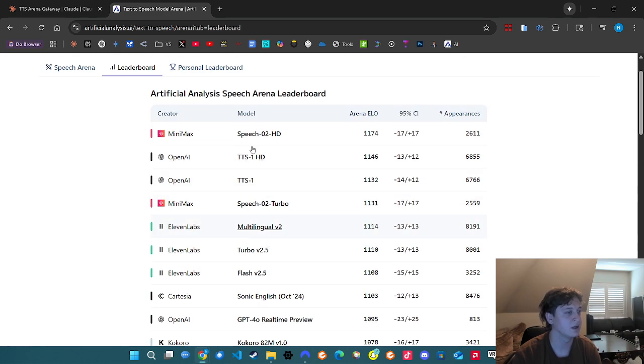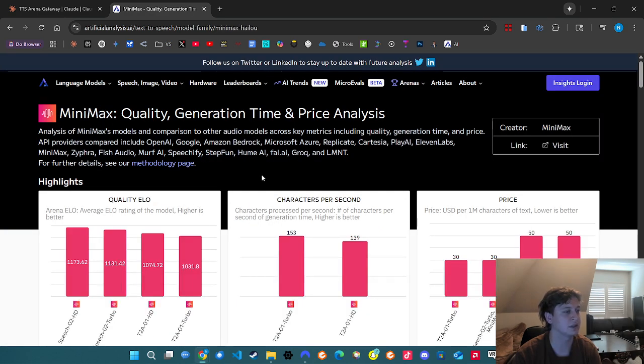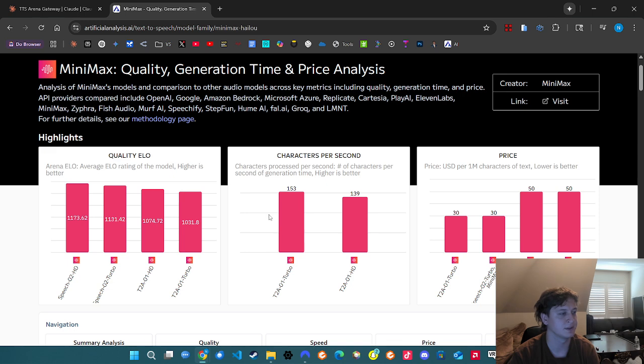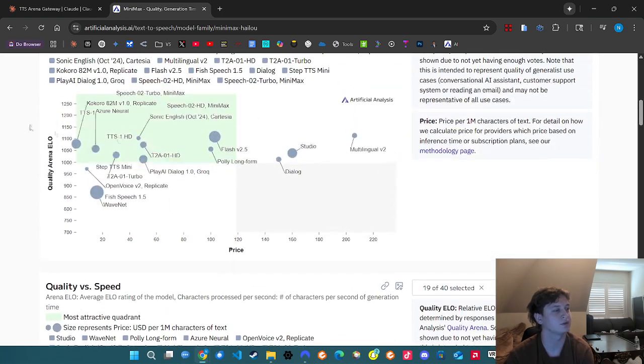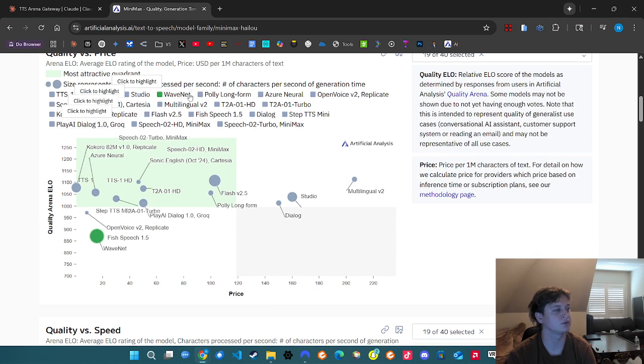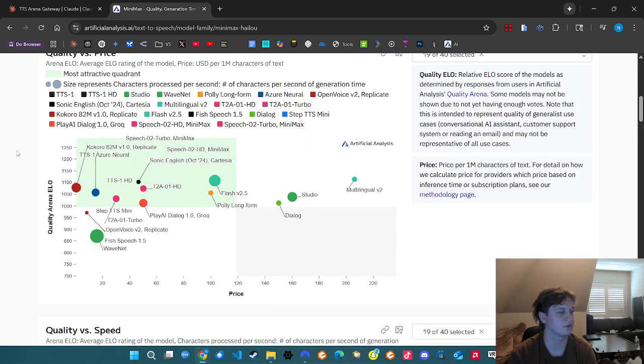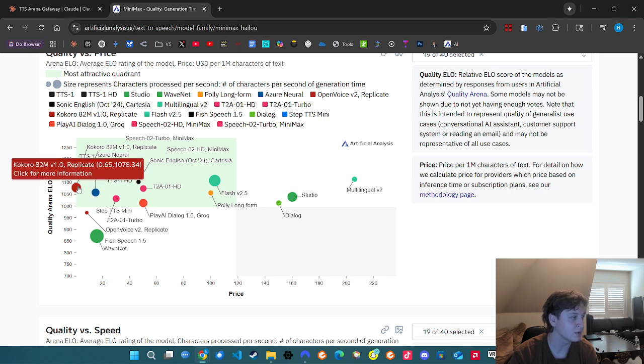And then if you click on the model, it's going to tell you other stats about it, like characters processed per second, ELO, which we saw in the main leaderboard, and then the price of it. The price shows the different prices for the different models that the brand offers. And then here you get a cool chart seeing where the ELO and price land. So honestly, your best bet is to take something like Kokoro 82 million 1.0 right now.